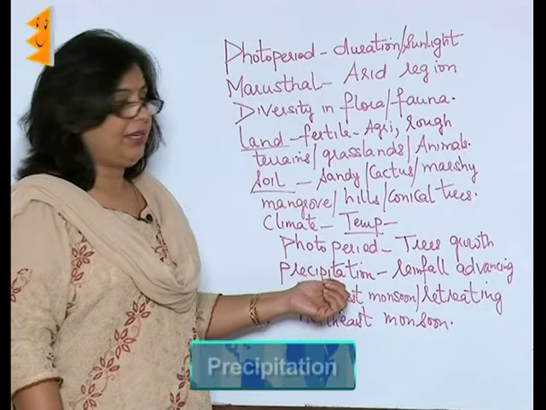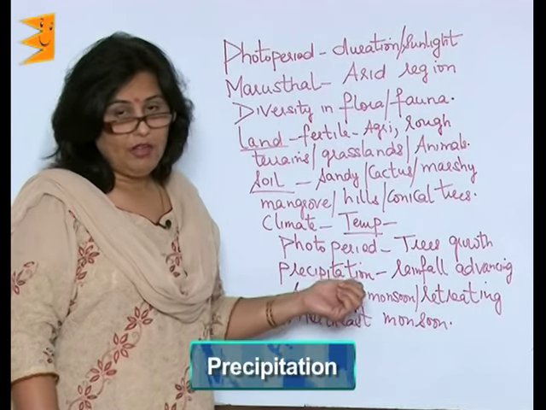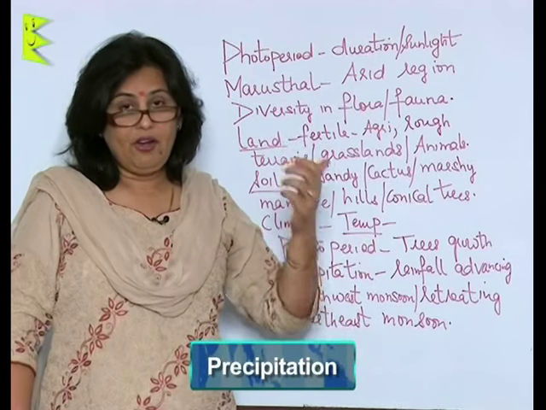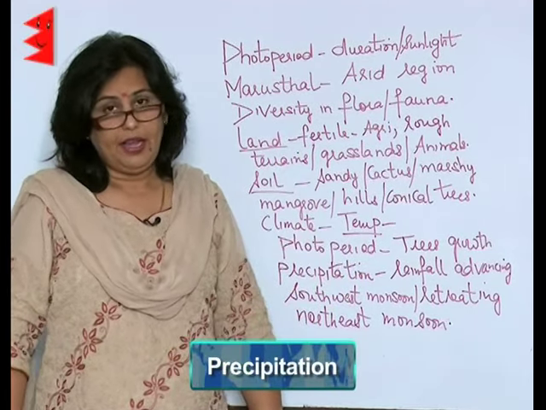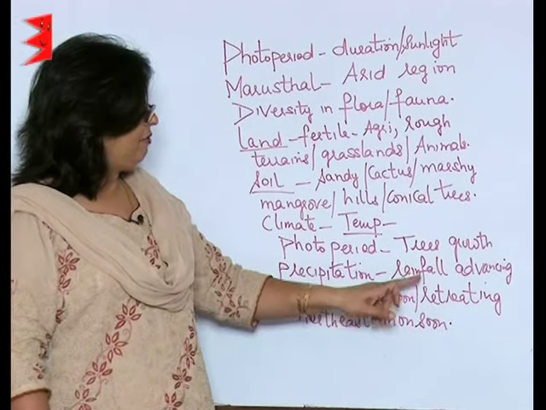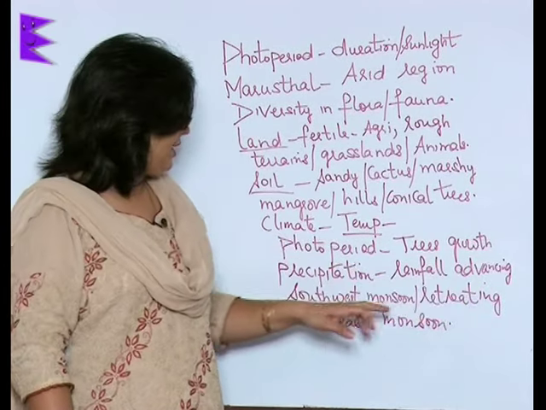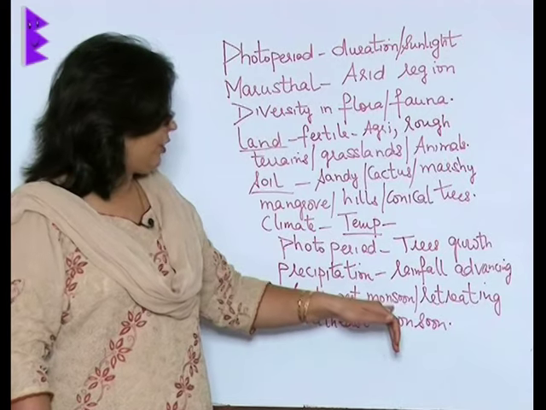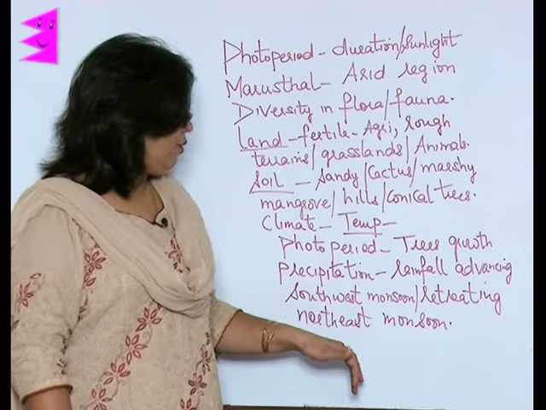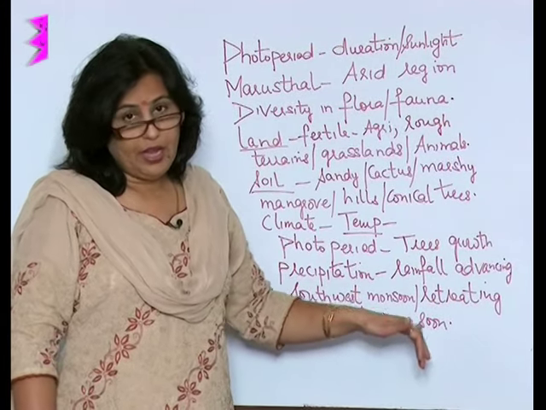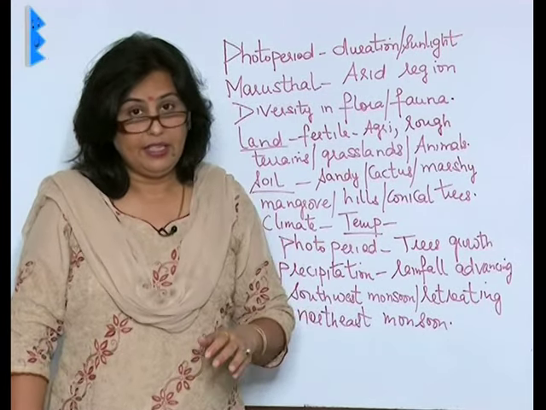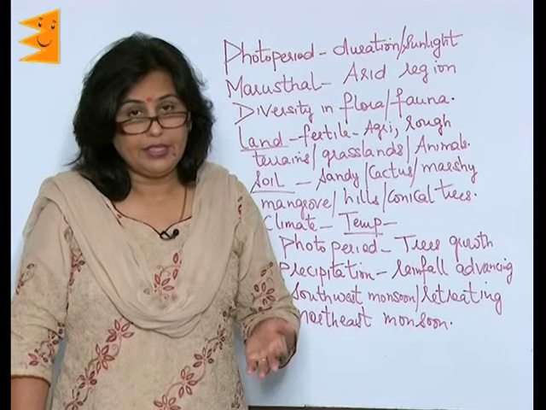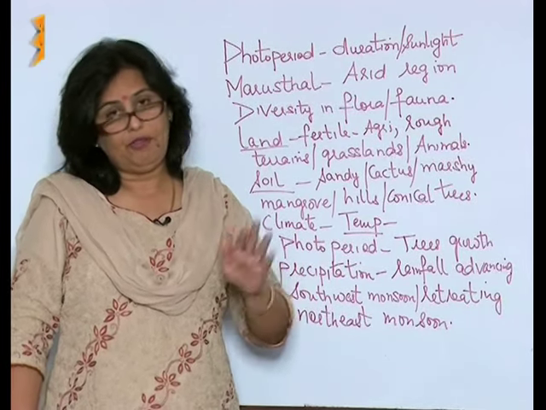Next is precipitation. Of course, rainfall is also a very important factor, and in India we have rainfall due to the advancing southwest monsoon and the retreating northeast monsoon, and as much or as less is the rainfall, so is the flora and the fauna of an area.